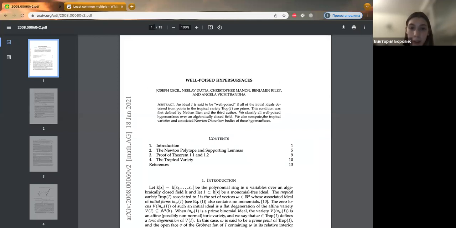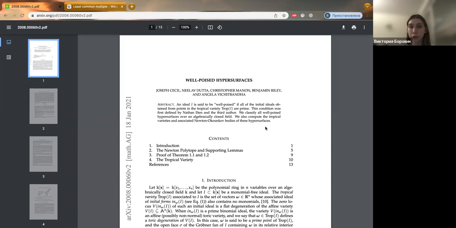Abstract is here. Okay. So the claim is that we classify all principal ideals, or in other terms, all hypersurfaces, which have this well-poised property. So initial ideals obtained from the points in the tropical variety. So initial ideals which correspond to non-monomial leading terms, right? Initial terms. They are prime. And in your presentation, this prime was replaced by what?